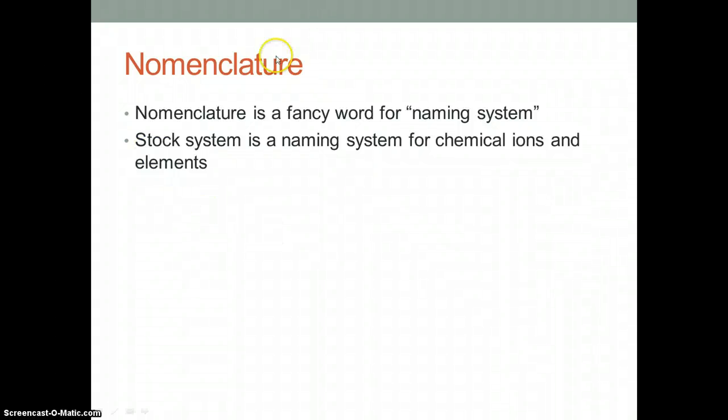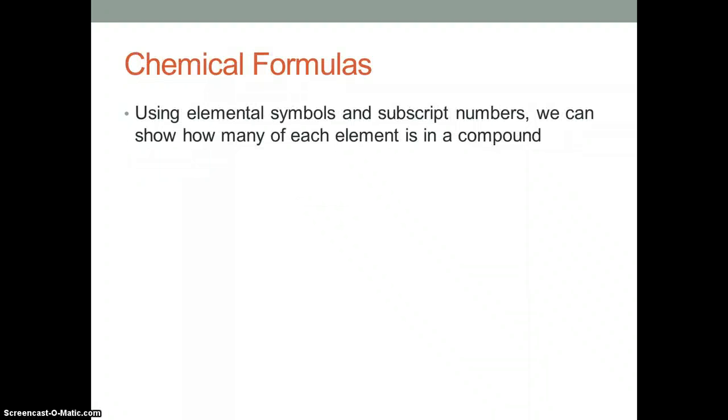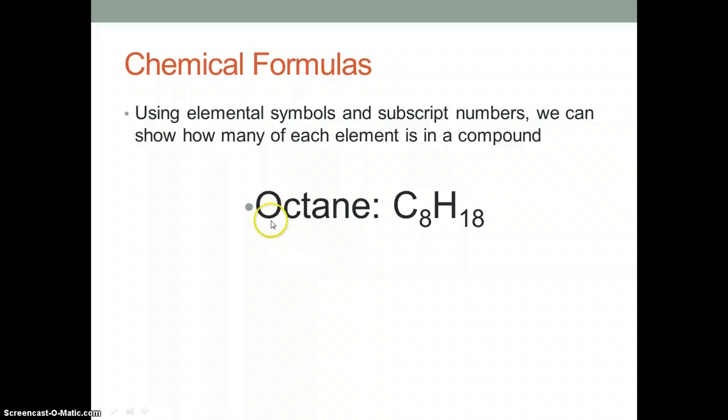And then we also use the word stock system, and that's a naming system for chemical ions and elements. We also are going to talk about chemical formulas, and these are when we use the elemental symbols and subscript numbers, and by doing that, we can show how many of each element is in a compound. So for example, octane, a hydrocarbon. If it has carbon and hydrogen, they get special names, and so this one's name is octane.